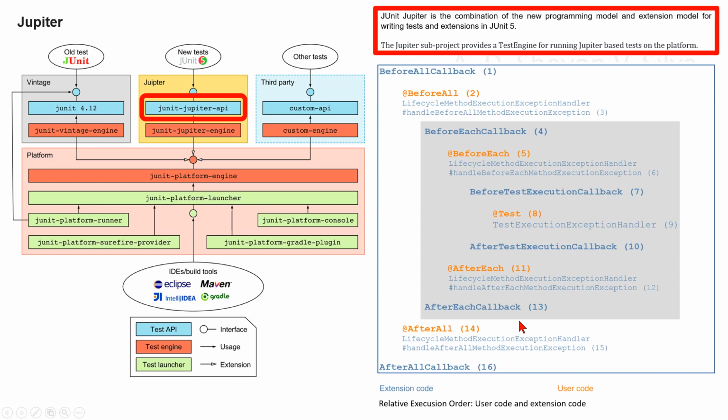Interface AfterEachCallback. AfterEachCallback defines the API for extensions that wish to provide additional behavior to tests after an individual test and any user-defined teardown methods, for example @AfterEach methods, for that test have been executed.